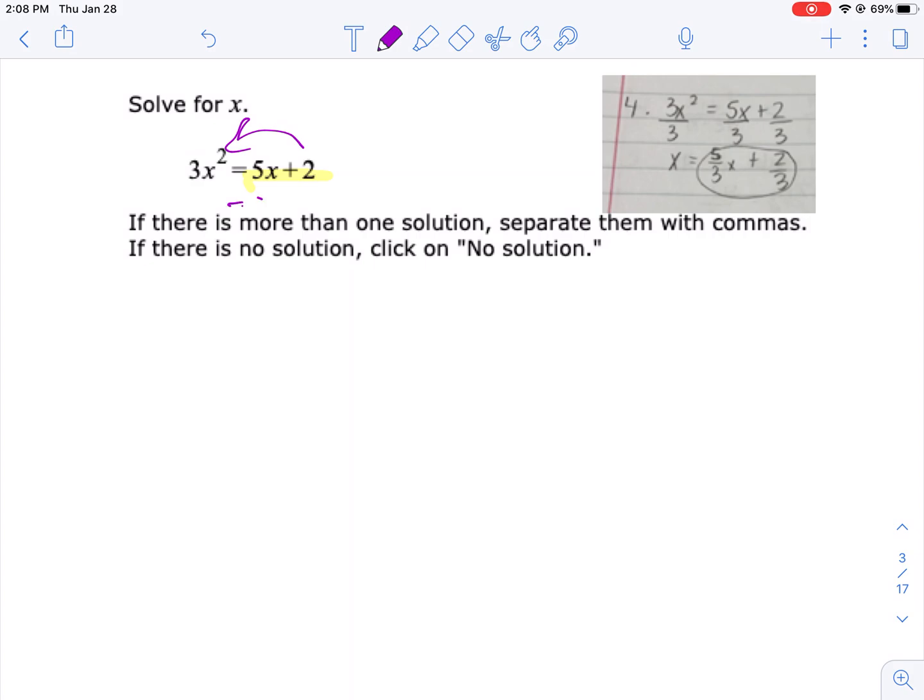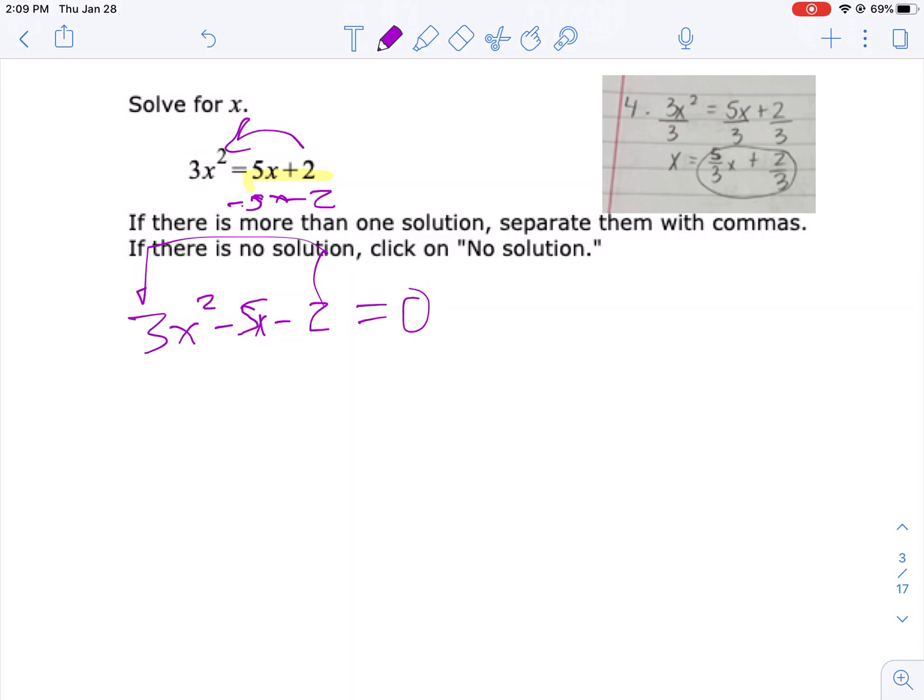So we minus 5x from both sides. So I get 3x squared minus 5x, and minus 2 from both sides. So I get 3x squared minus 5x minus 2 equals 0. And now we can solve this by completing the square or by factoring it. I happen to think that factoring is shorter, but you could argue and complete the square.